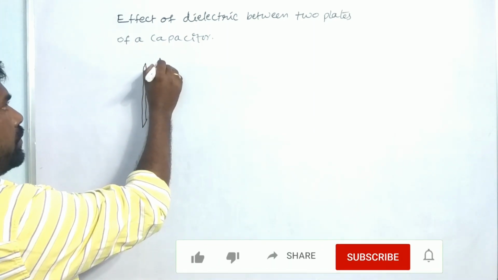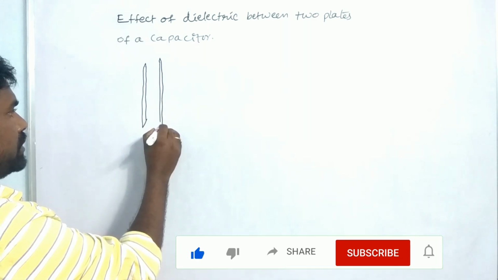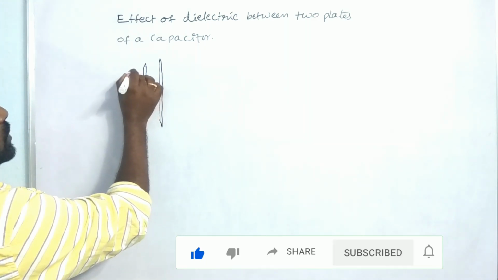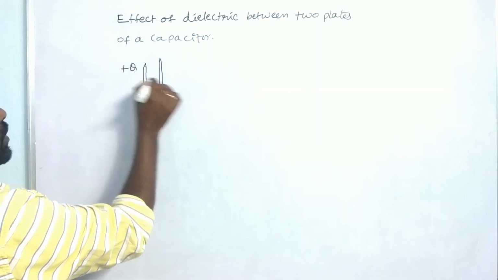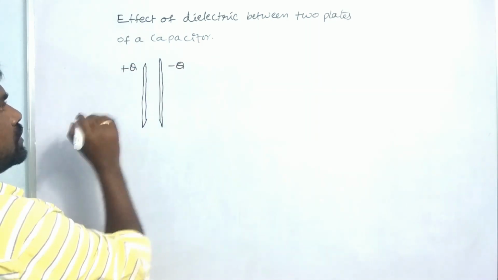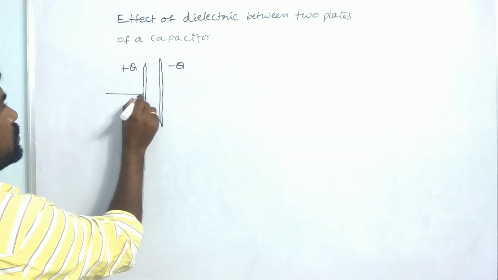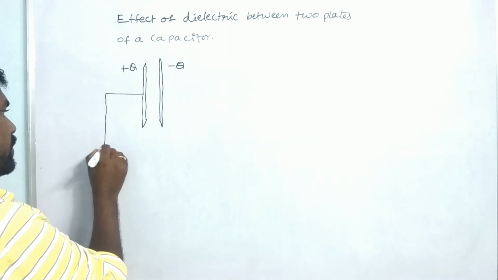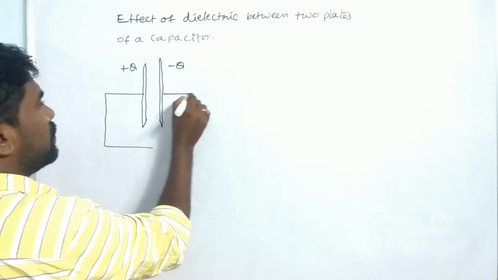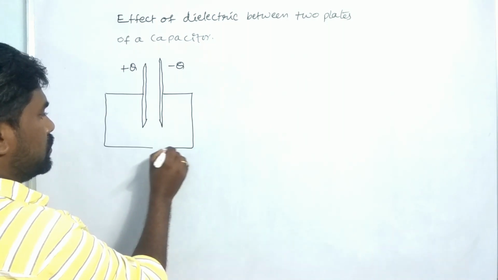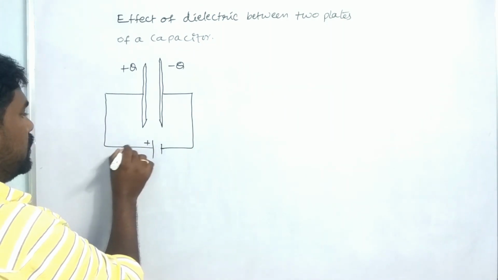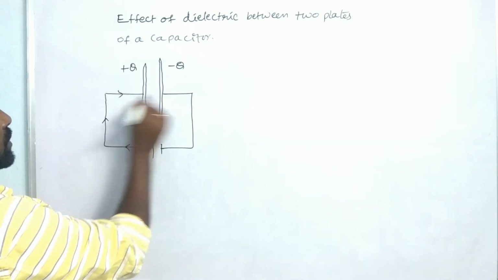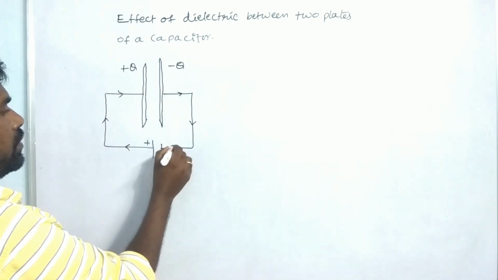Which has two plates. So this is the positive charge and this is the negative charge. Okay, so this is a capacitor here, right? So this is the battery to charge the capacitor, to give the charge to the capacitor plates. Okay, right.